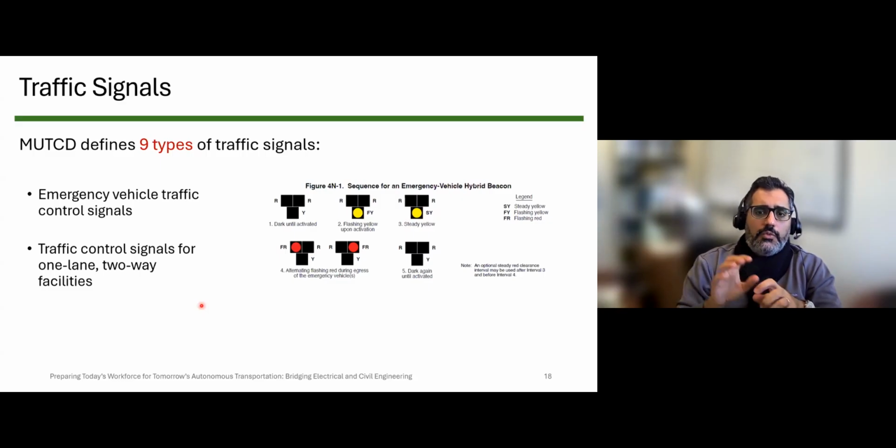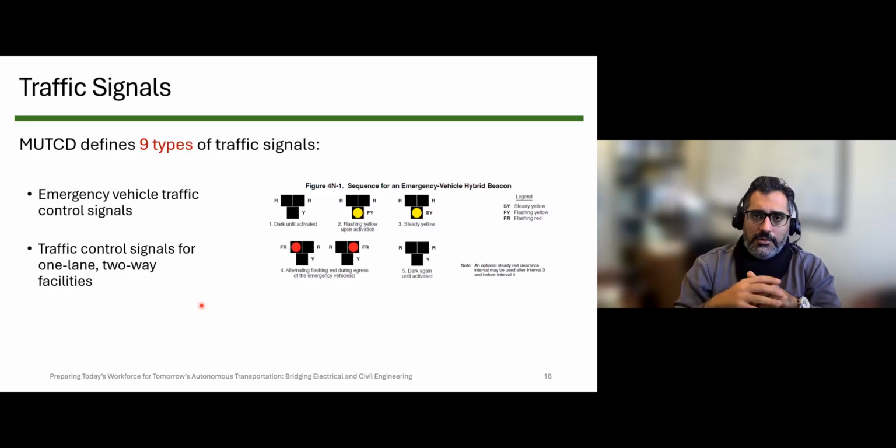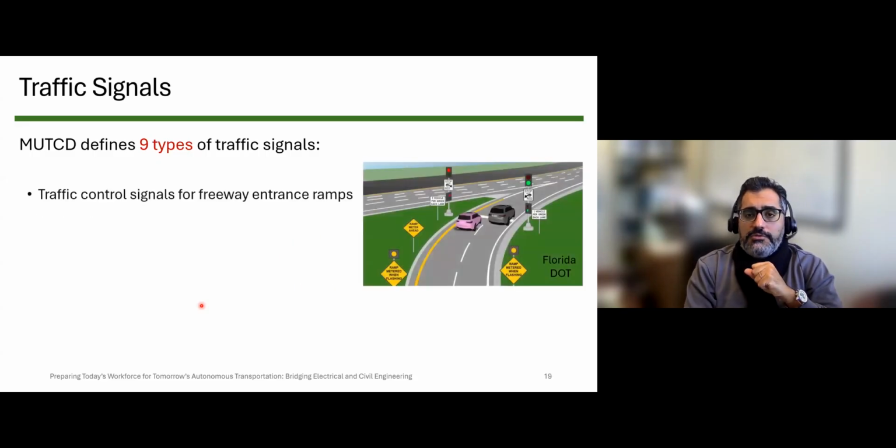So what we do is that we have a traffic light on each side of the bridge or each side of the tunnel to make sure that we control this, that we provide an orderly flow on that tunnel or on that bridge. We also have traffic control signals for freeway entrance ramps. We call this ramp metering.